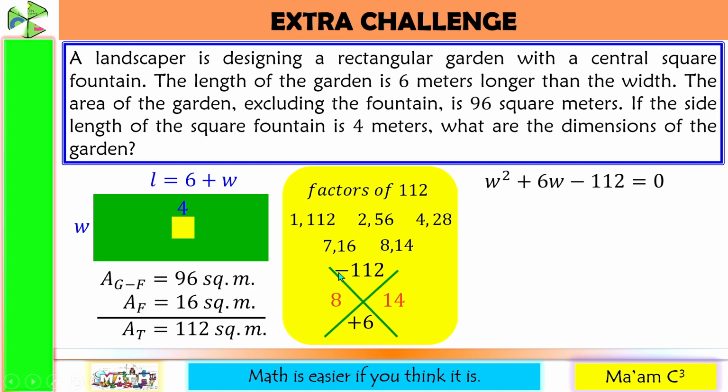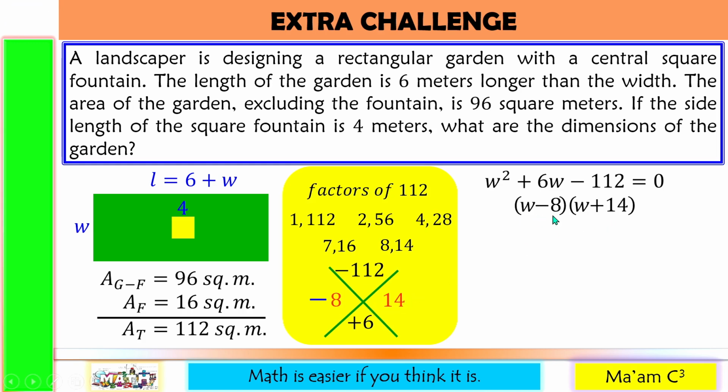Since our third term is negative, we need two factors of different signs. And since our middle term is positive, it means that the bigger number here should be positive. So it follows 8 is negative. Here are now the factors of our trinomial. Let us create two sets of parentheses. The square root of W squared is W, so let us write W here and another one here. Then let us copy our factors. We have minus 8 and positive 14.